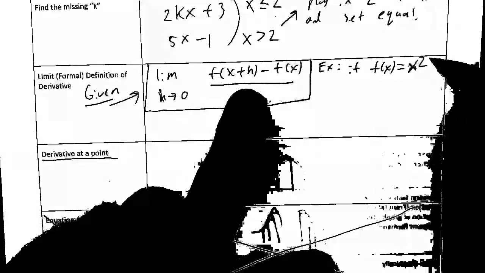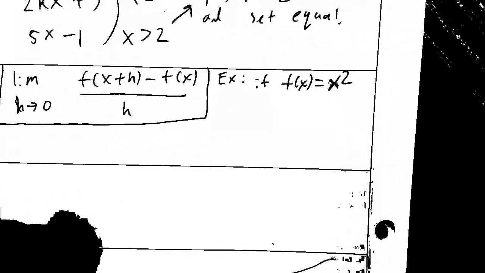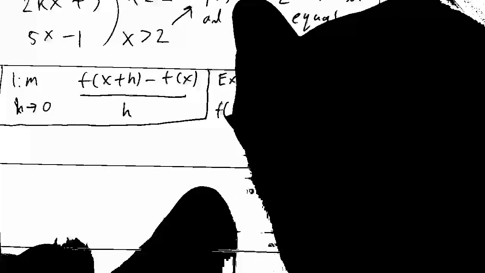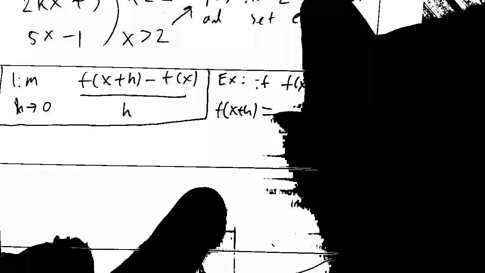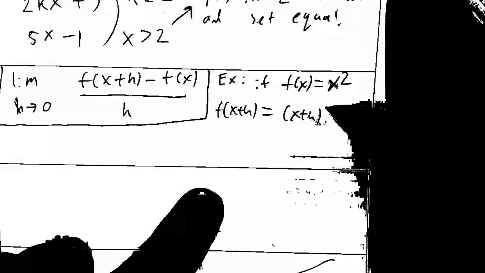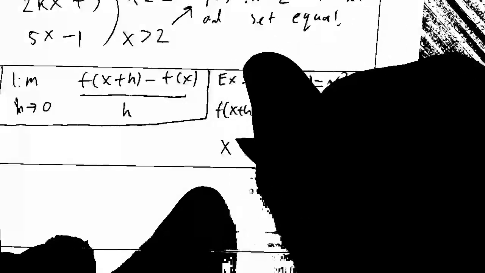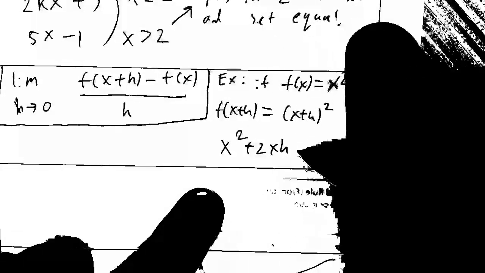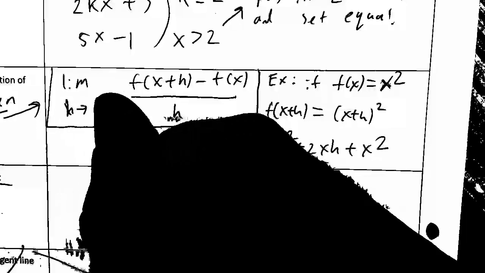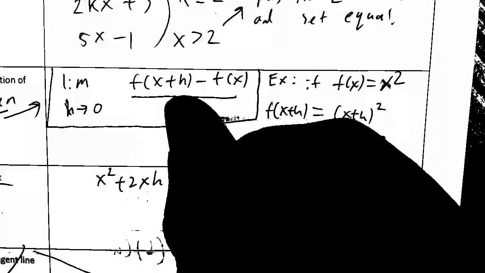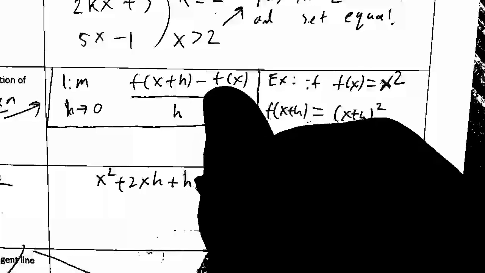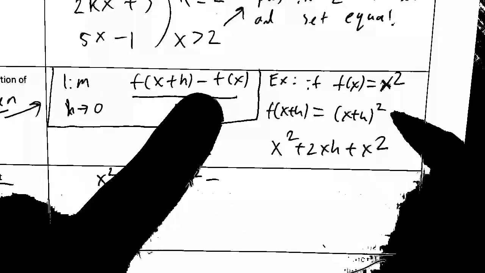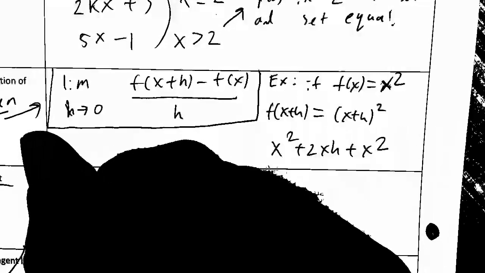You plug in x plus h into the x, so you get f of x plus h. That would be the same as x plus h squared, which is x squared plus 2xh plus h squared. Okay. And then we're going to plug that in. So we have x squared plus 2xh plus h squared minus f of x, which is just x squared, all over h.